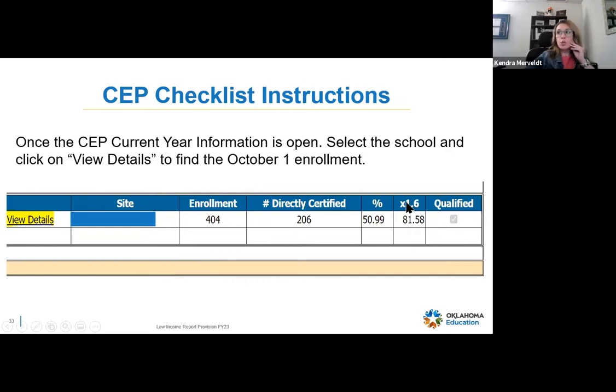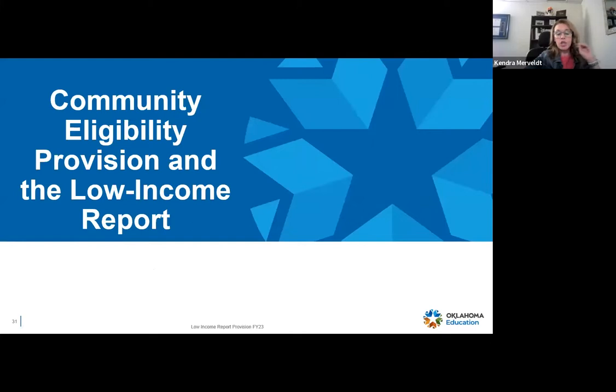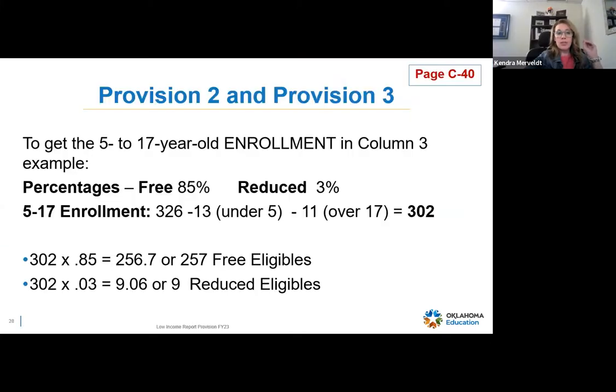So this is what you would use for your multiplier for your free. Whatever yours says under the multiplier, that says 0.16, this will be your percentage. So this is what you will use for your claim. Or I mean, that's the percentage that you'll use for your free kids. And again, your reduced will be 0 because you don't have any children with CEP that are reduced.